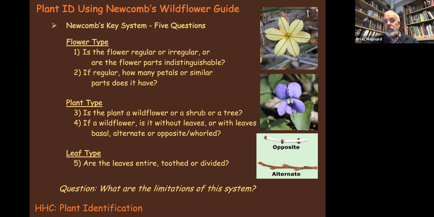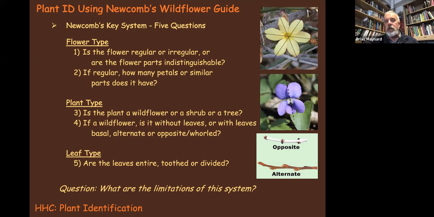So the second set of questions is with the plant type. So once we've looked at the flowers, question 3 is, is the plant a wildflower or a shrub or a tree? So a wildflower technically is an herbaceous perennial or an annual.